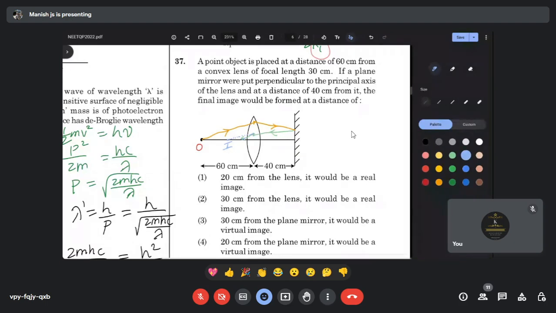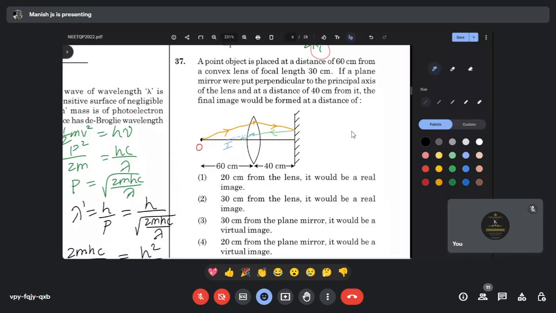So this is 40 and that is 60. You're saying 20 centimeters from the plane mirror. Fine. Anybody else with a different answer? So how did you get 20 centimeters from the plane mirror? Can you just tell me? We'll see if it is the right approach.